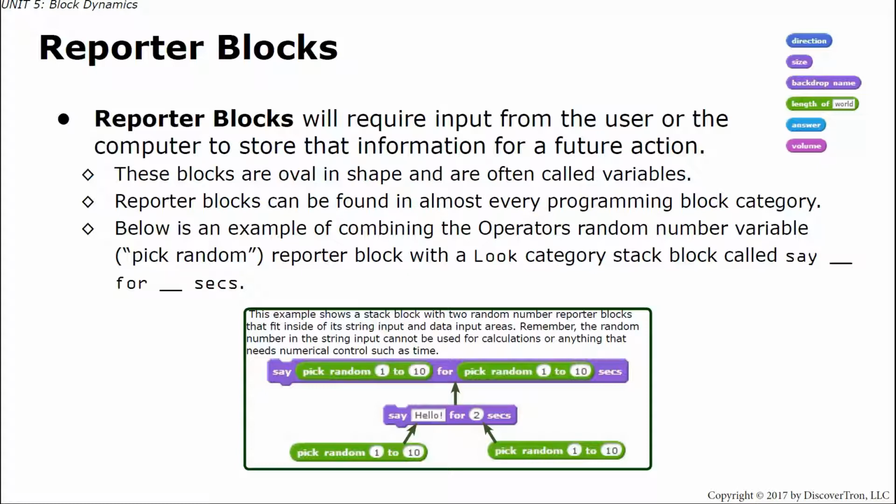And in the example down below, it shows you the say block using the random reporter blocks being inserted into its string input section, and also the same reporter block being inserted into the data input section. What this does is it's going to cause the say block to actually say one of these numbers, and then it's going to say it for a certain amount of time.